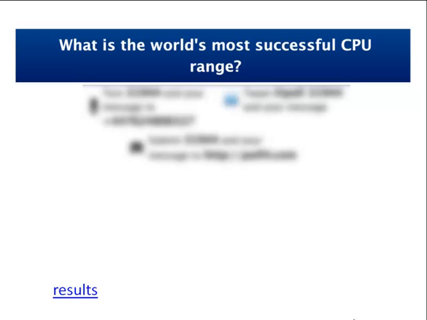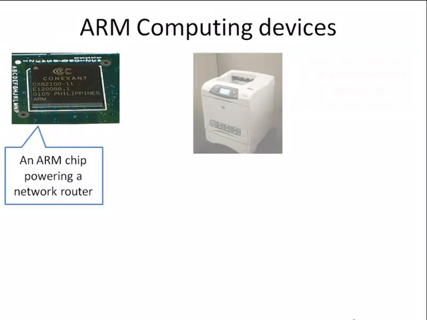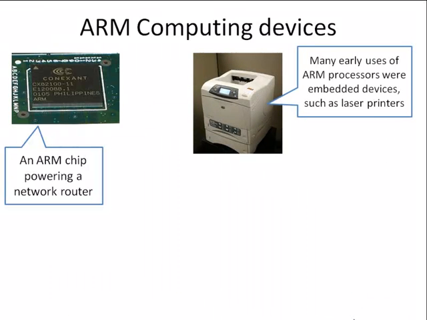Quite clearly, the class felt that Intel or x86 or Intel AMD was the world's most successful CPU range. But if we're thinking in terms of the number of CPUs sold, that's not actually the case. So what is the world's most successful CPU range? Certainly in terms of unit sales, it's actually the ARM computing devices, Advanced RISC Machine.